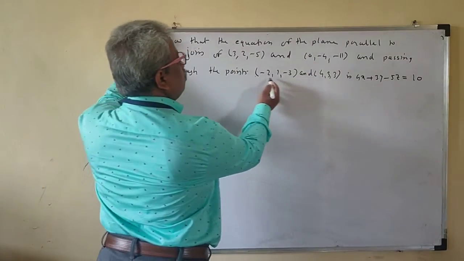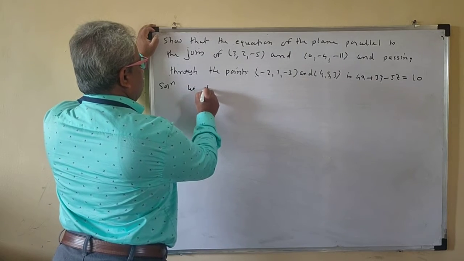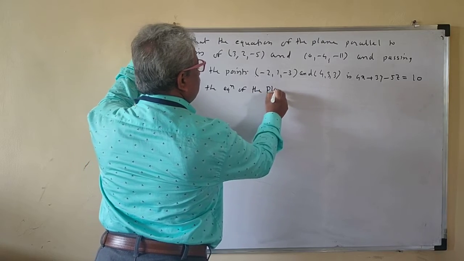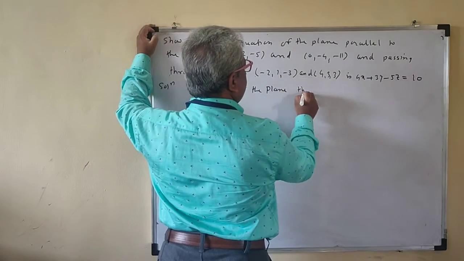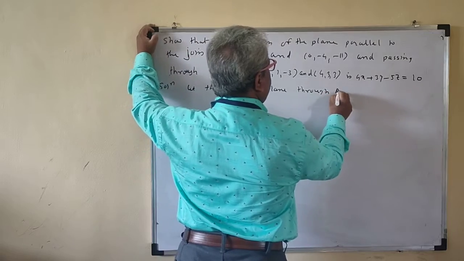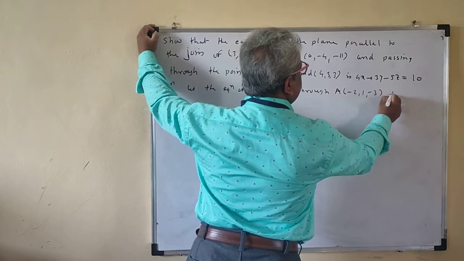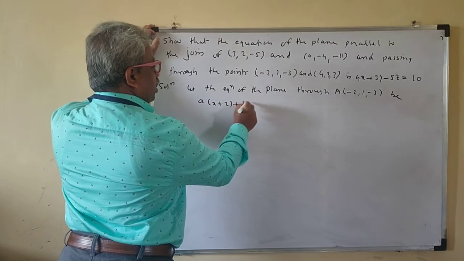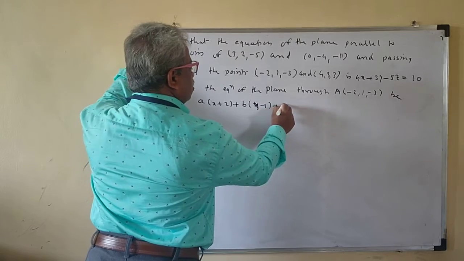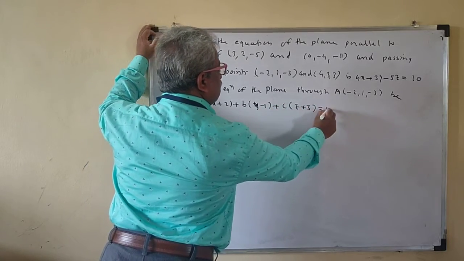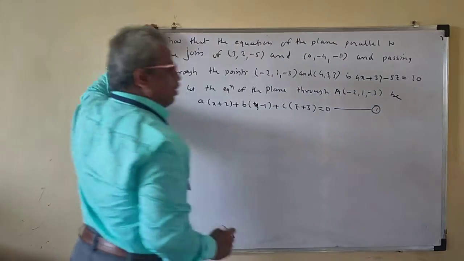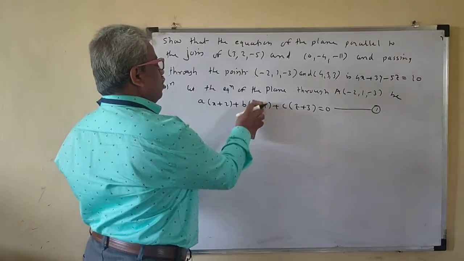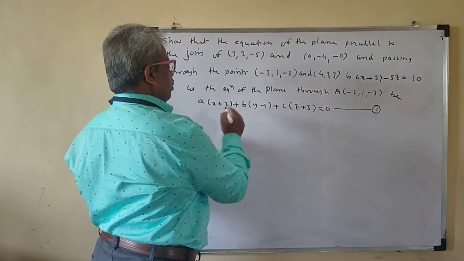Okay, so first we will use these 2 points. Let the equation of the plane through (-2, 1, -3) be a(x + 2) + b(y - 1) + c(z + 3) = 0. This is your required equation of the plane. If you get the values of a, b, c. Now your aim is to find the values of a, b, c.